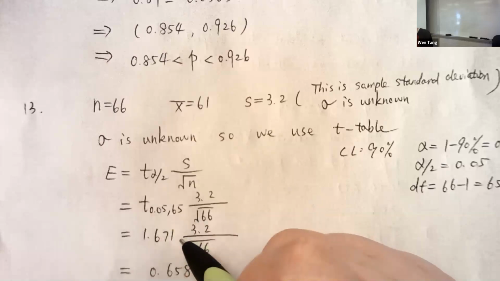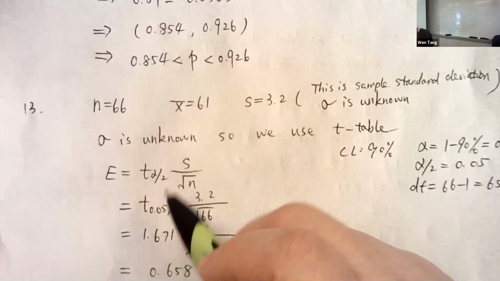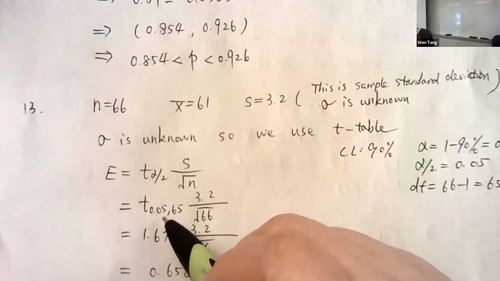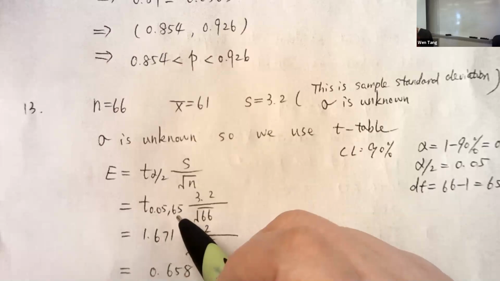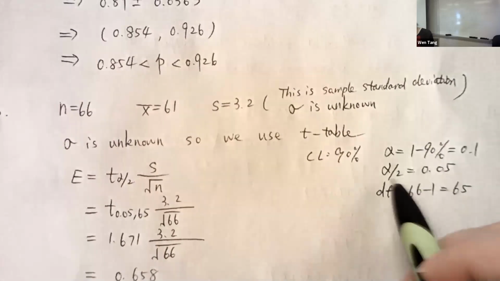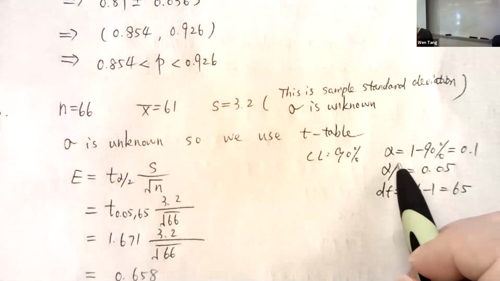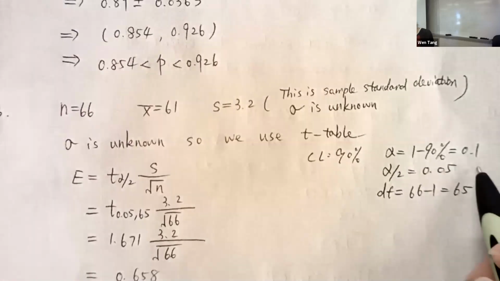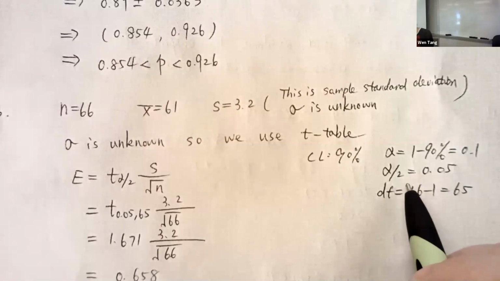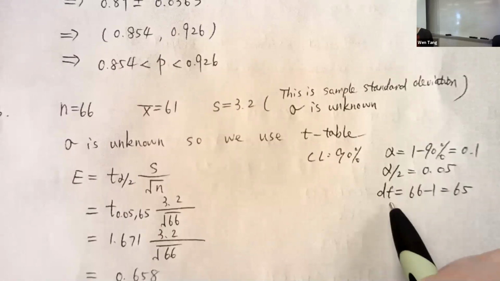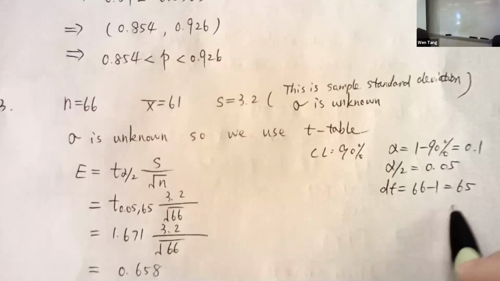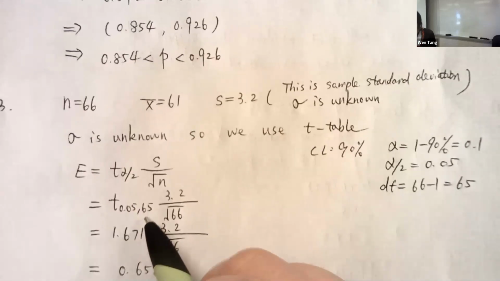When we check the T table, we're going to use the half alpha value. And we also need to check the degrees of freedom. Here, we will still find the alpha value first. Alpha value is 0.1, and divided by 2, half alpha, we will get 0.05. Don't forget, you also need the degrees of freedom, which is n minus 1. So 65 in this case. We check the T table.